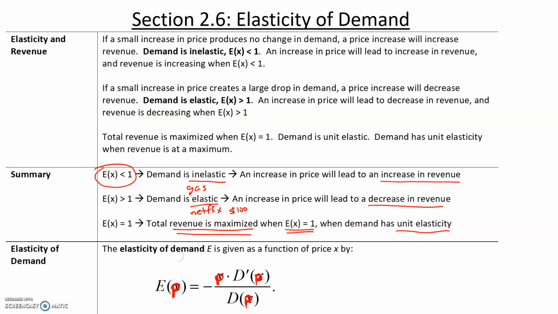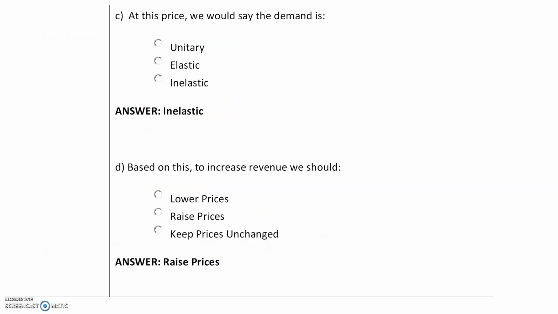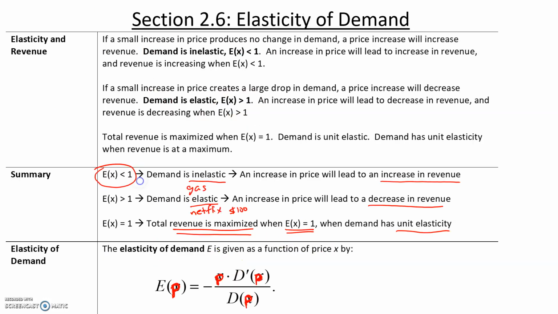Now what does that mean? When E of x is less than 1, the demand is inelastic, which means even if the price was increased, the demand wouldn't decrease significantly, so therefore we would have an increase in revenue. Okay, people are still buying the same amount, except now it costs more, so there's going to be an increase in revenue. So at this price, because E of x is less than 1, the demand is inelastic.